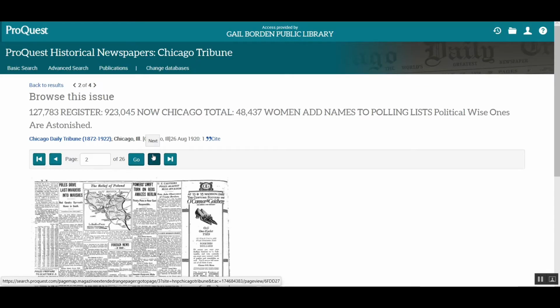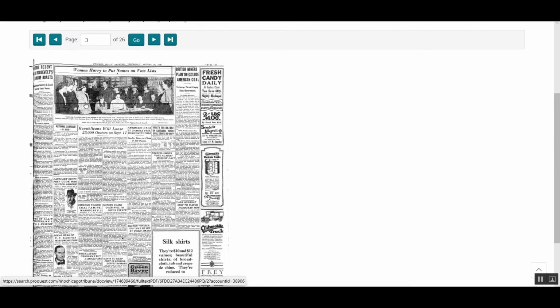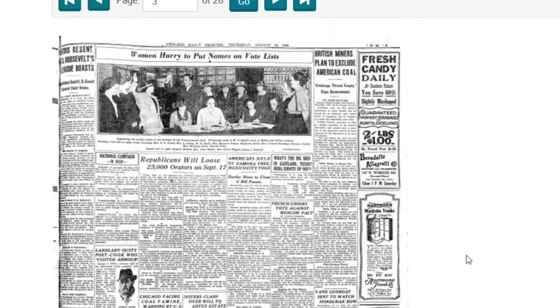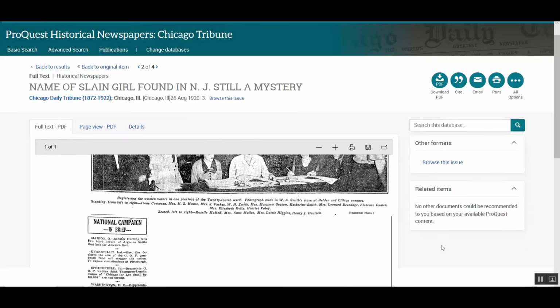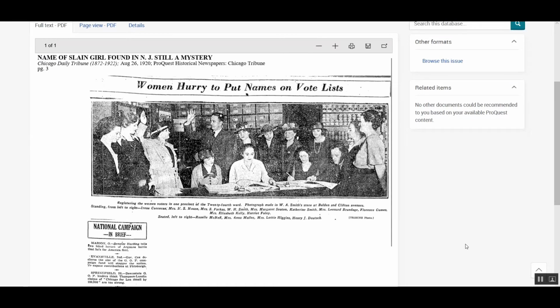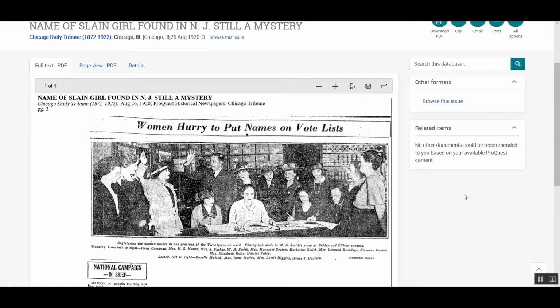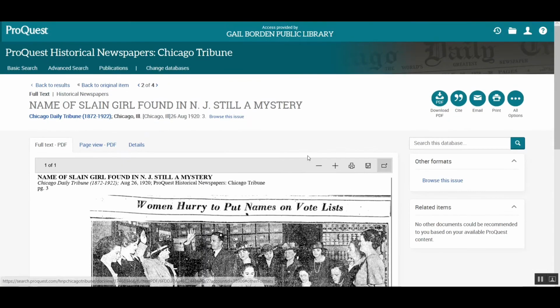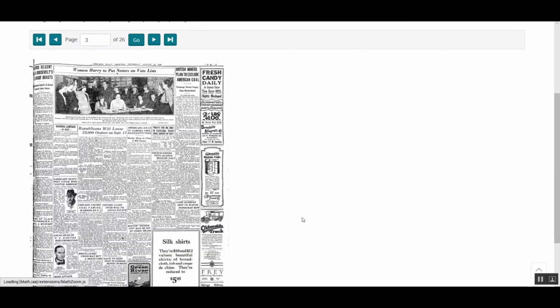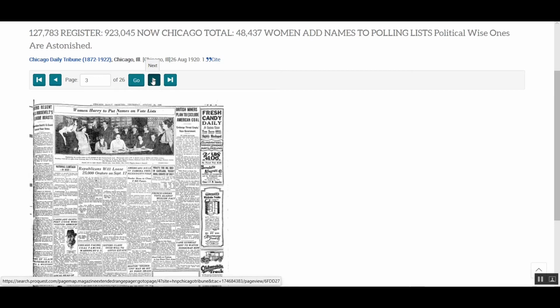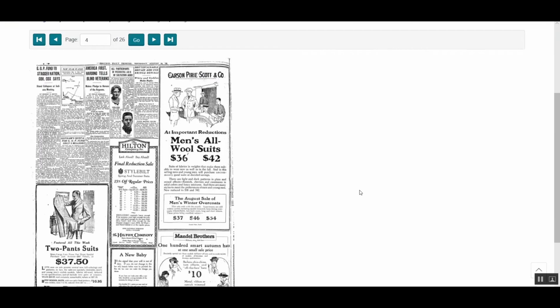Like here, I'm going to have on page 3 a photo of the women who were registering to vote for the first time, which is a great thing to be able to add into a paper. Just a little more information, make it a little livelier. But then I can go back here and go back to the page view and continue on and see what else was going on that day.